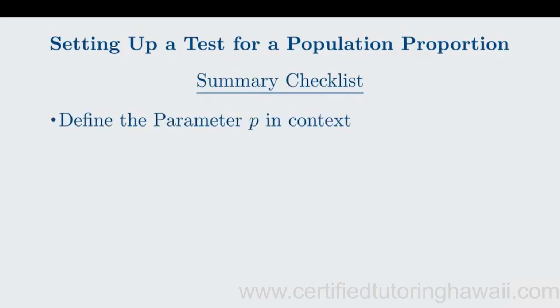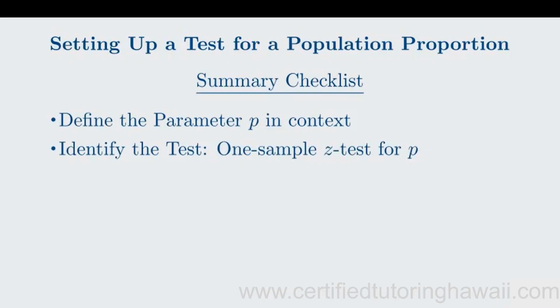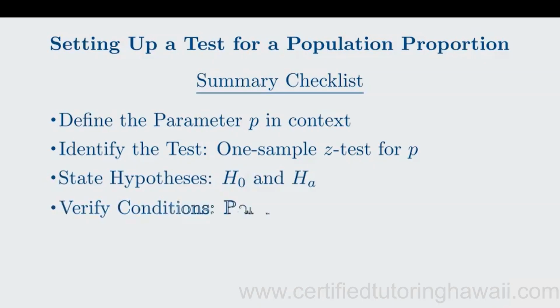To wrap up, let's review the essential steps for setting up a hypothesis test for a population proportion. These steps are the foundation for everything that follows in statistical inference. First, define the parameter P in context. Second, identify the test as a one-sample z-test for P. Third, state the hypotheses, H0 and HA. And finally, verify the conditions: random, 10%, and large counts.